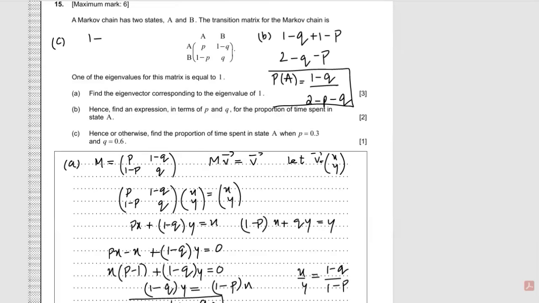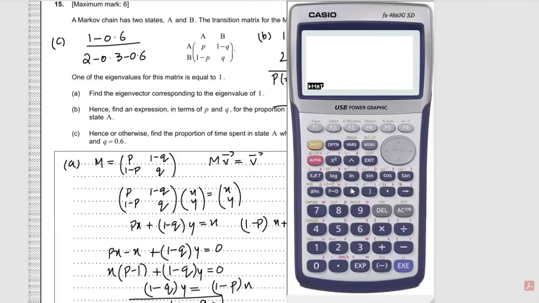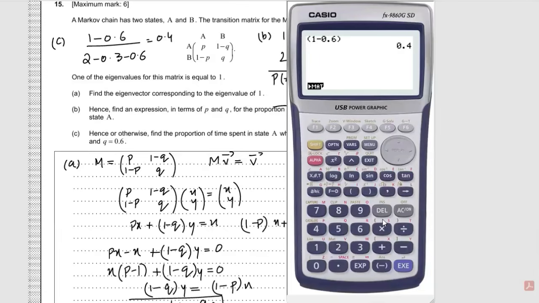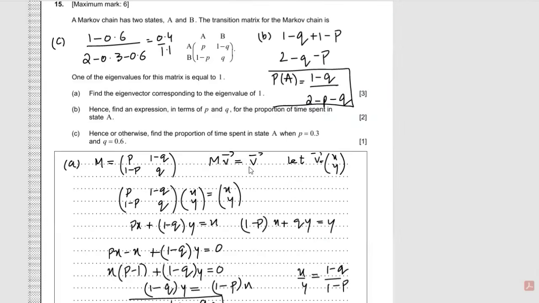So 1 minus Q is 0.6 over 2 minus 0.3 minus 0.6. Let's find these out. 1 minus 0.6 is going to be 0.4, and 2 minus 0.3 minus 0.6 will be 1.1. So I'm getting 4 over 11 for part C.